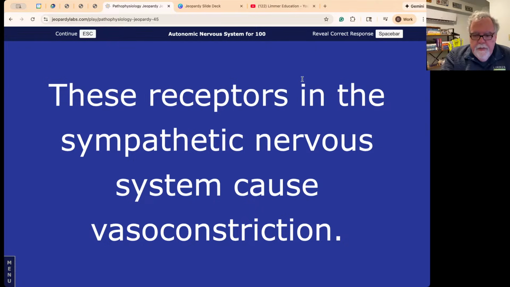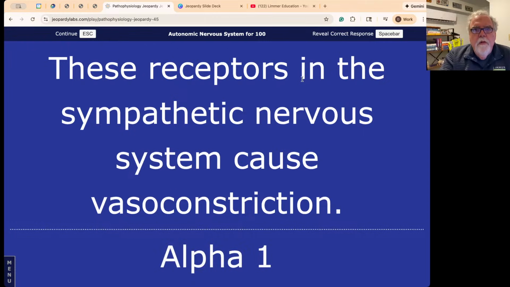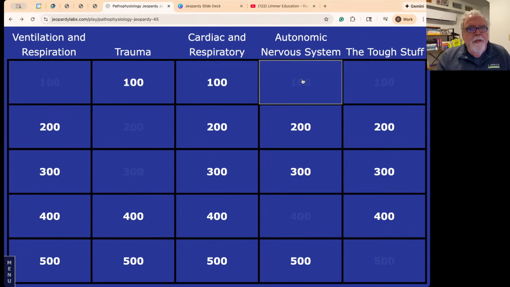So what is the correct answer here? Correct answer is alpha 1. Alpha 1 vasoconstricts. Now, there's alpha, and then there's another side here. Somebody had mentioned beta, but there's really more than one beta we need to pay attention to. But we're going to get to that one as we come through here.